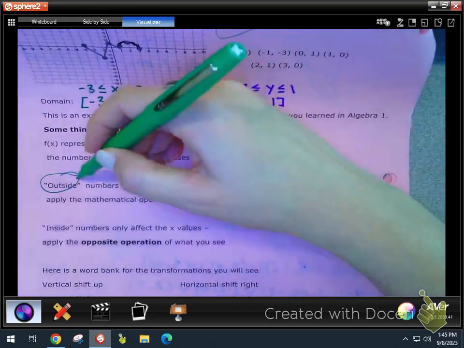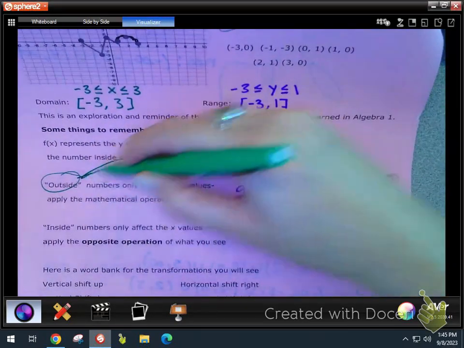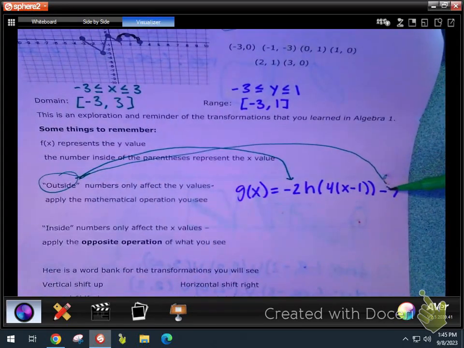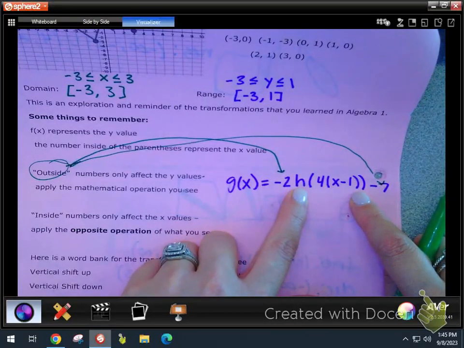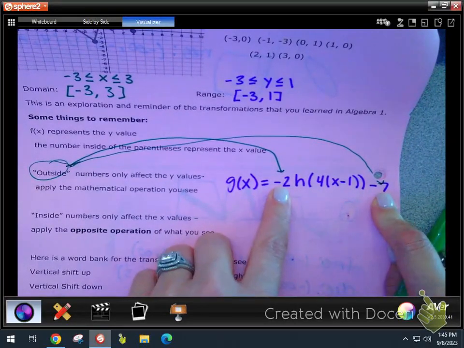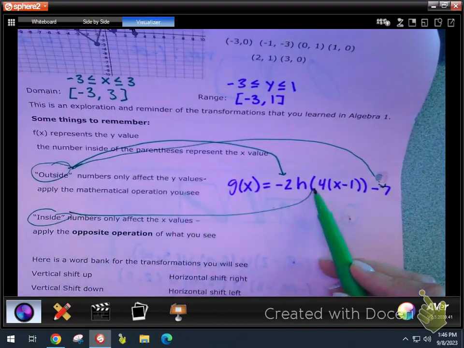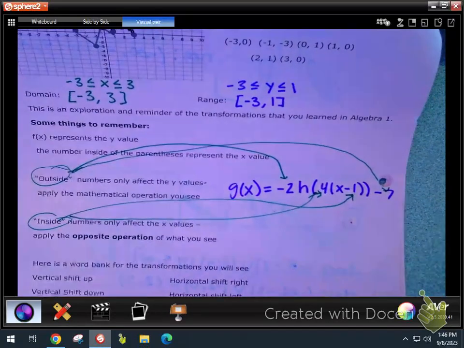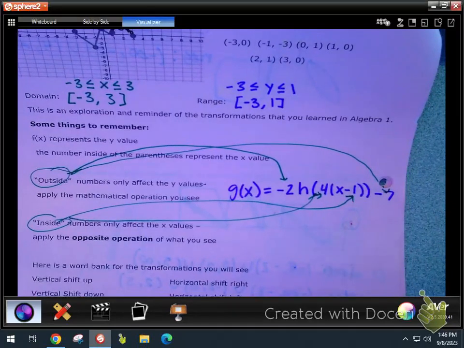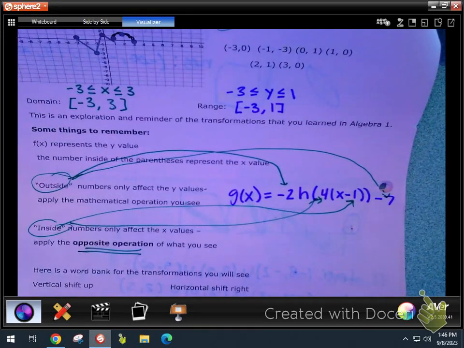So which two numbers are outside in what I drew? -2 and -7. Okay, how do you know that? They're not inside the function we're talking about. So those would be affecting my y values. Inside numbers, what are the inside numbers here? 4 and -1. Inside numbers are going to affect your x values, but inside is always the opposite operation of what you would think. Inside is opposite, okay?